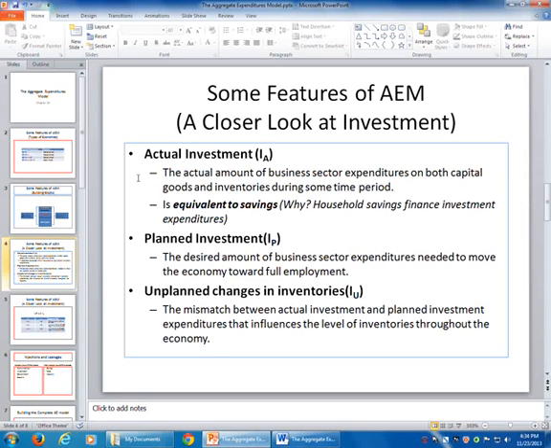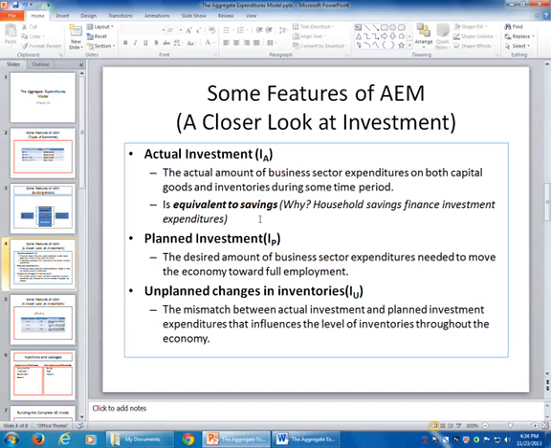There's the actual investment, which I'm going to use the symbol I sub A to represent. Just as the name implies, it's the actual amount that businesses expend on both capital goods and inventories during some time period. So it's how much they spend on inventories and how much they spend on capital equipment. That represents actual investment, how much they actually spend.